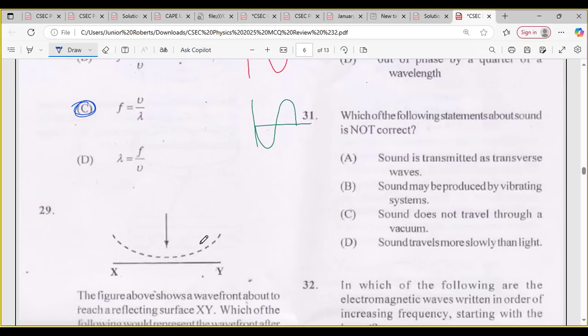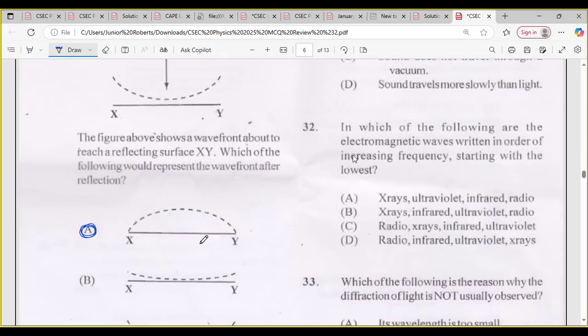31. Which of the following statements about sound is not correct? A says sound is transmitted as transverse waves. This is not correct because sound is longitudinal. So 31 is A.